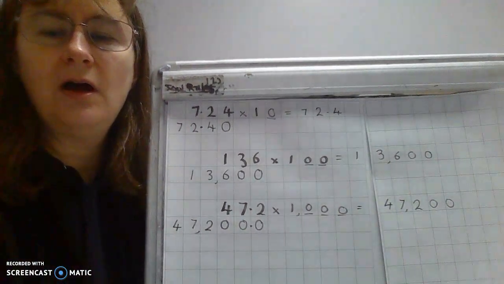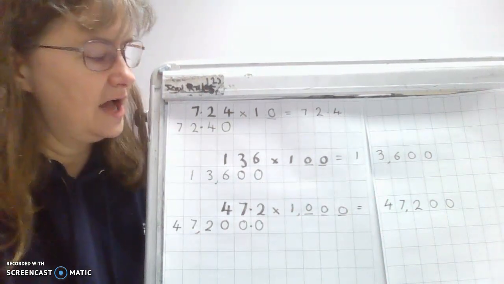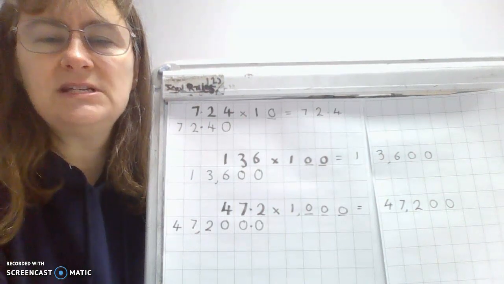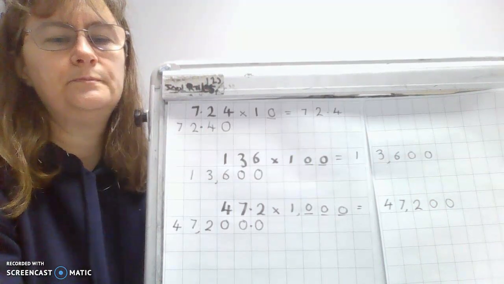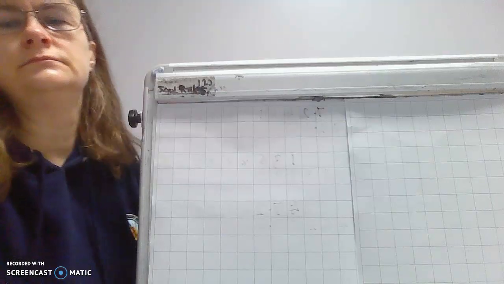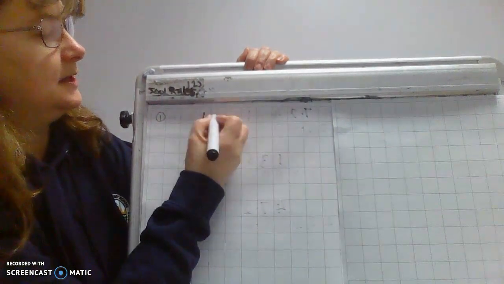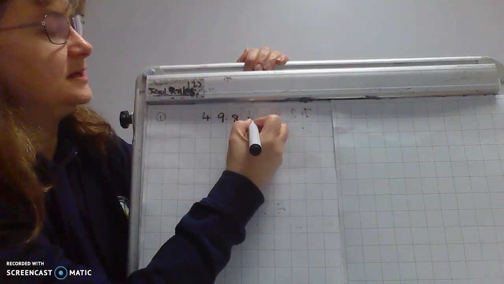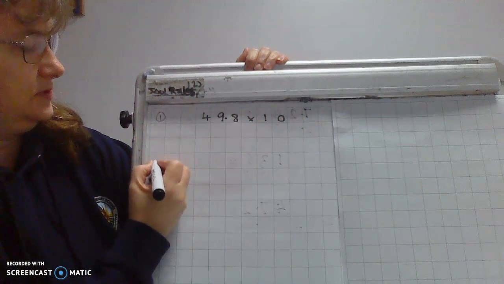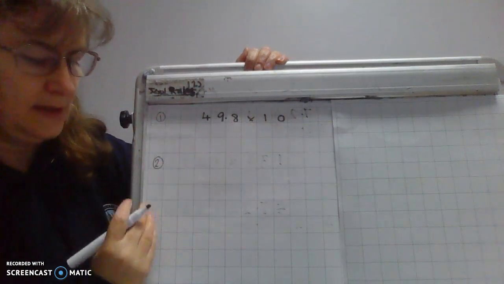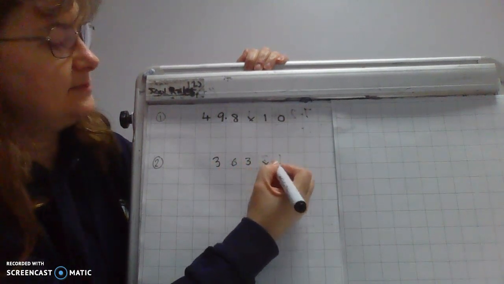So the things to remember are, when we're multiplying, we get bigger, so our digits move to the left, and the number of zeros tells us how many spaces we want to move our digits. I'm going to give you some to have a little go at now. So number 1 is 49.8 times 10. Number 2 is 363 times 100.